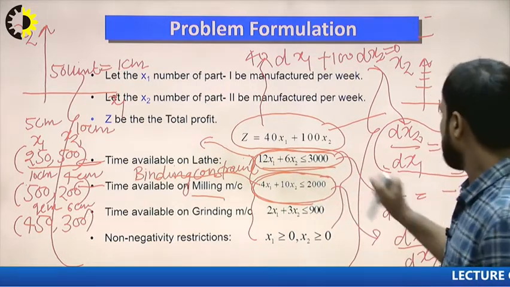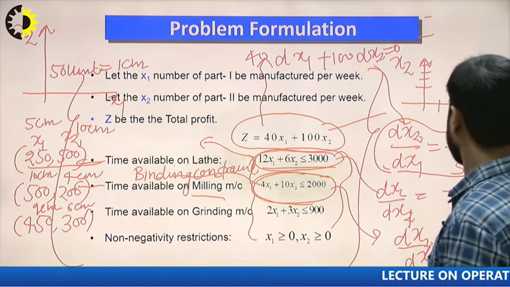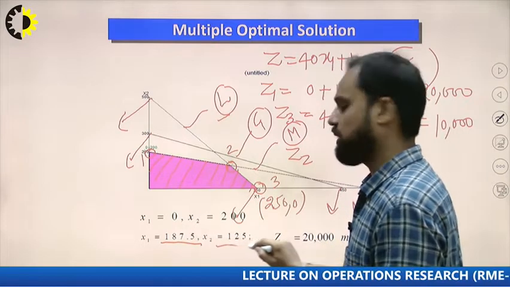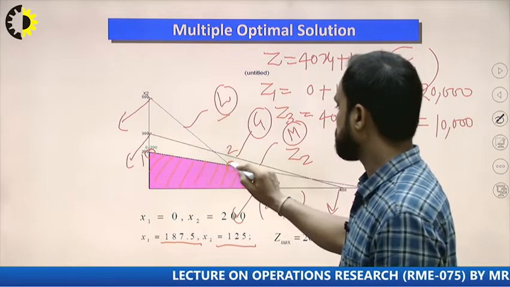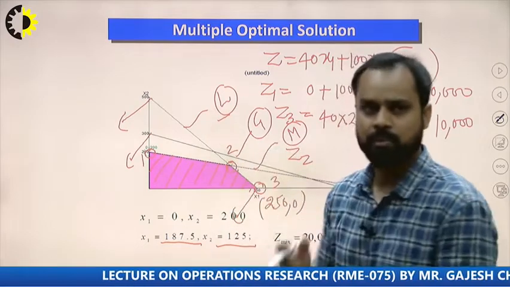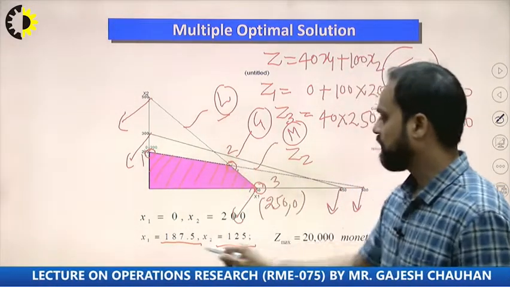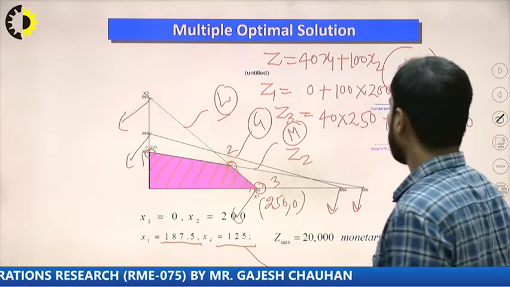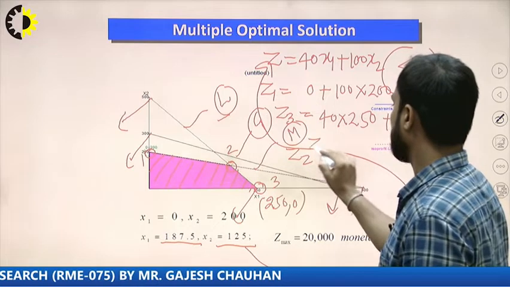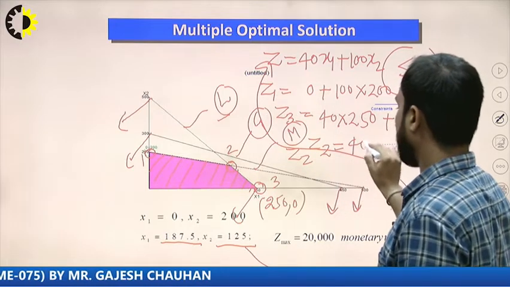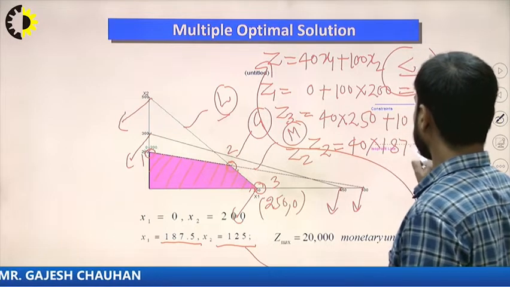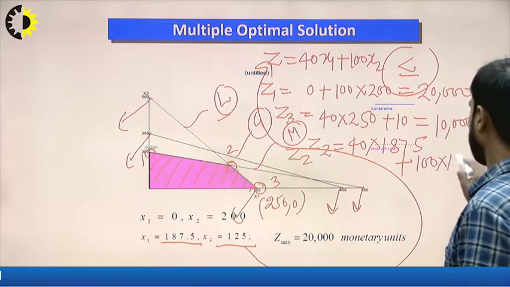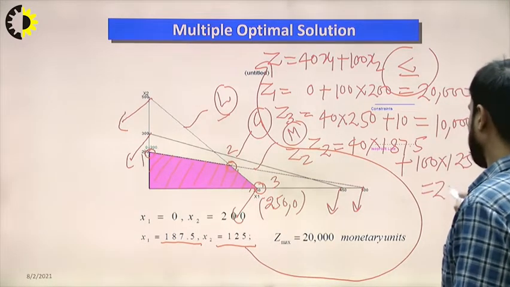Right, after solving, the x1 and x2 values are 187.5 and 125. After solving these 2 equations, lathe and milling, by simple algebra we get the values 187.5 and 125. Right, and if we put these values into the objective function, we will get z2, and z2 will be 40 into 187.5 plus 100 into 125. We will get again 20,000.